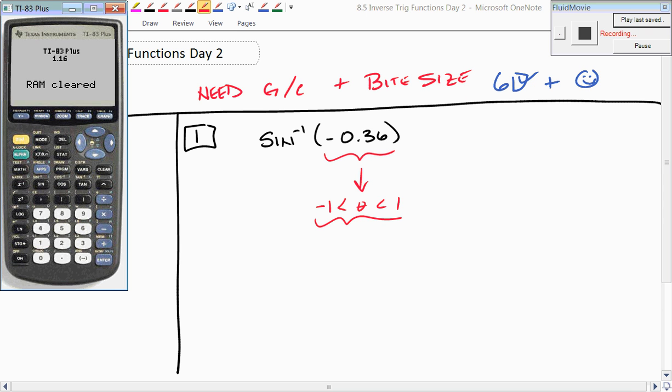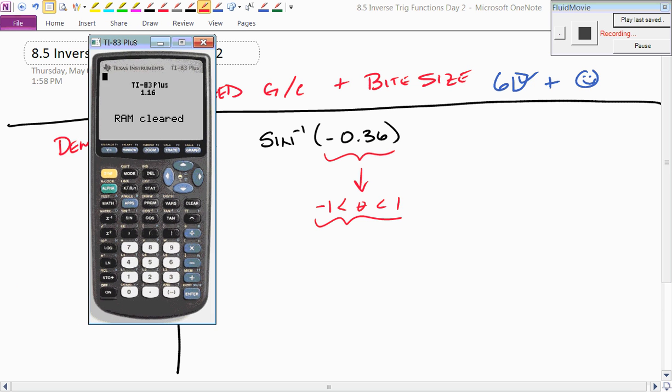What is the range of the sine function? Look at the graph. What's the range of the sine function? Between -1 and 1. So the range of the sine function becomes the domain of the inverse sine function. They switch, right? So therefore, your domain has to be between -1 and 1 for your inverse sine function.